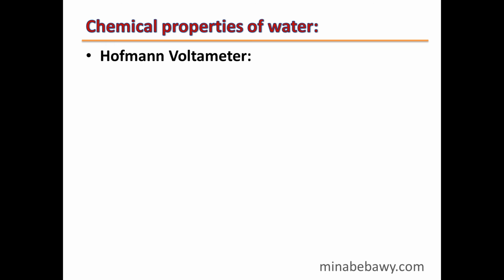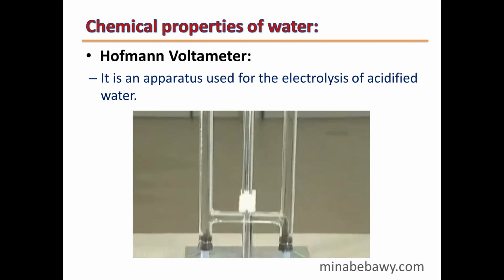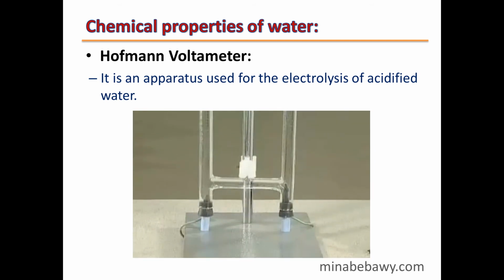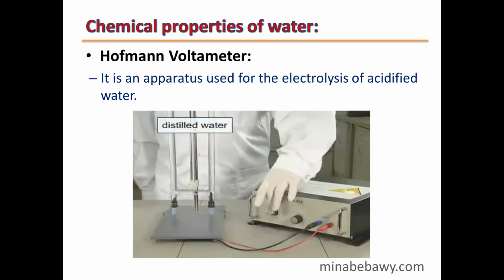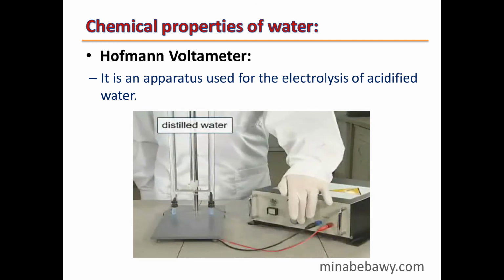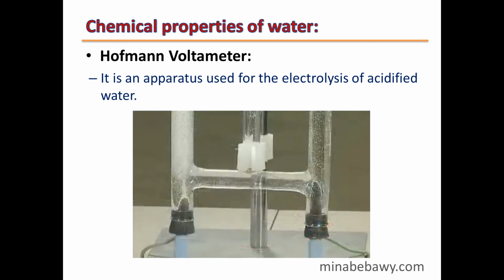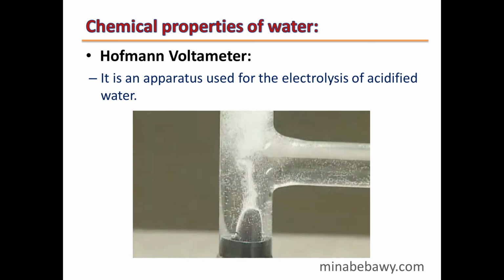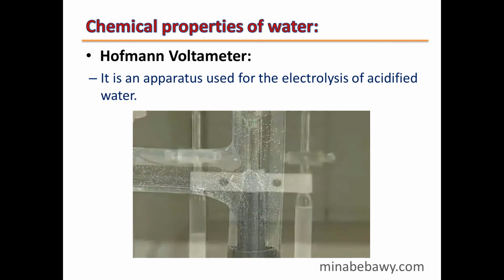The apparatus that will be used to do the electrolysis of water is called Hofmann voltmeter. This is the Hofmann voltmeter. It is an apparatus used for the electrolysis of acidified water. By using a battery and the Hofmann voltmeter, we can carry out the electrolysis of water. These bubbles represent gases of hydrogen and oxygen.